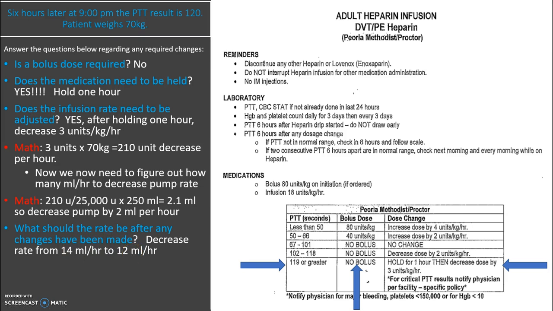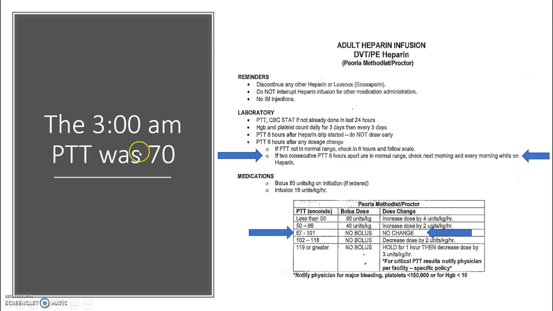So it would be an hour later at, let's say, 10 p.m. We turn that pump back on and run it at 12. Okay. Next PTT should be drawn 6 hours later. Look, my slide's wrong again. Oh, actually it's right, 3 a.m. So we'll go ahead and check that PTT at 3 a.m. So luckily at 3 a.m. our PTT is good. It's in our range. It's at 70. So I am thrilled. I don't have to make any boluses, no changes.